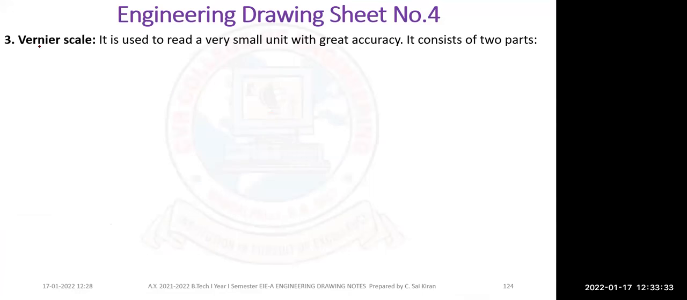The Vernier scale was created by Paul Vernier. He was an engineer and a mathematician. As a mathematician, he looked at the different tables from 1 to 15, and he observed one thing.